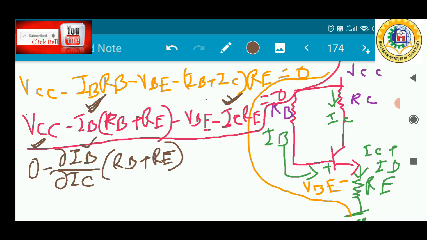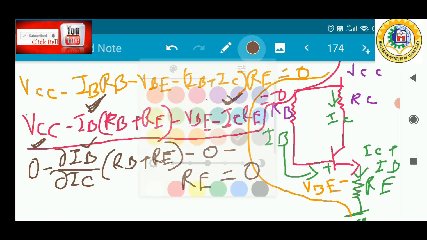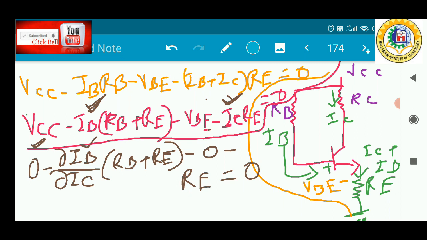VBE with respect to IC is 0, and if we take the derivative of ICRE, it comes out to RE, equal to 0. So this is the equation. Let me make it clear again: the derivative of VCC with respect to IC is 0. The del IB by del IC term actually exists because IB is not constant, IB is dependent on IC. VBE is fixed, that's why its derivative is 0, and the derivative of ICRE with respect to IC comes out to be RE. So that is the whole equation.